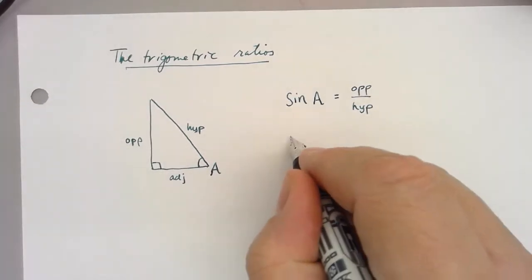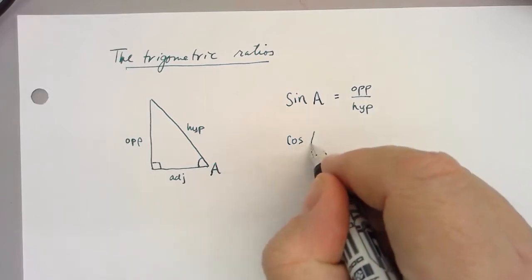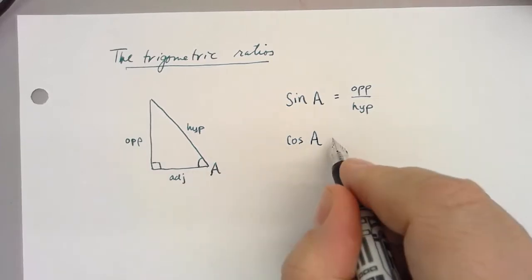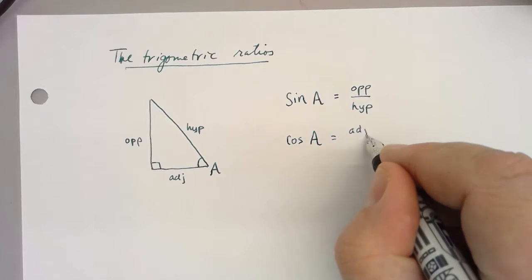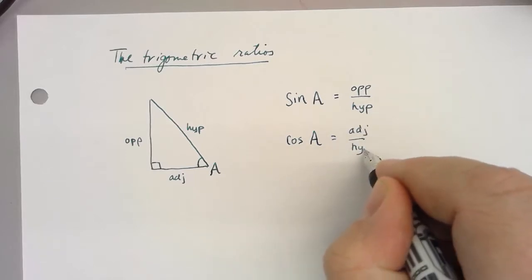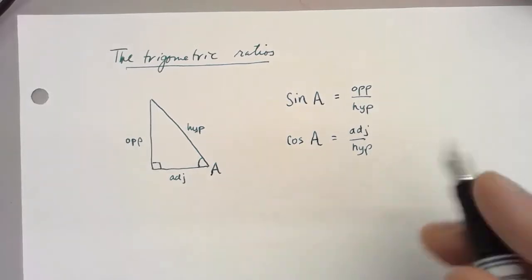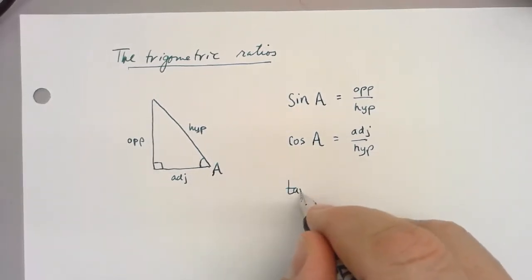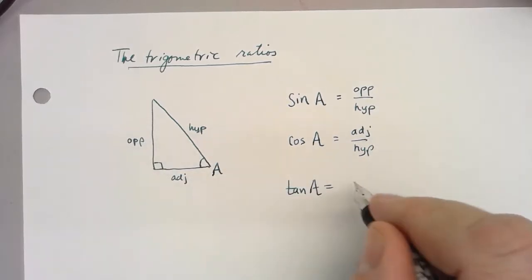The cosine ratio is always abbreviated COS. We always write the angle right after it, the chosen angle we're working with. The cosine ratio is adjacent over hypotenuse. Whatever these two lengths are, we divide them. That's the cosine of that angle. And then finally, the tangent ratio is opposite divided by adjacent.